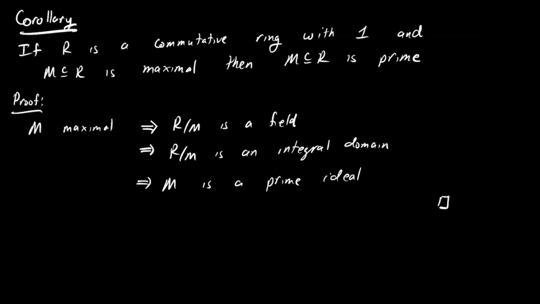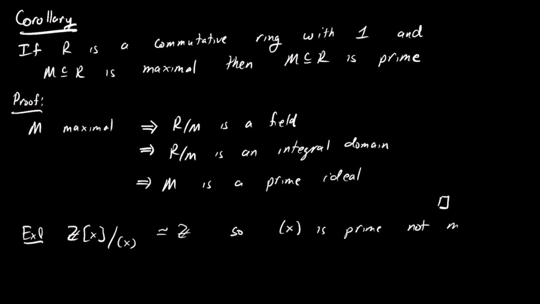One thing I will point out is that not every prime ideal is maximal. For example, if I look at Z bracket x mod the ideal generated by x, this is going to be isomorphic to Z. So what do I get? I don't get a field. I get that x is prime, but not maximal. Right? Why is it not maximal? Well, it's since Z is not a field.